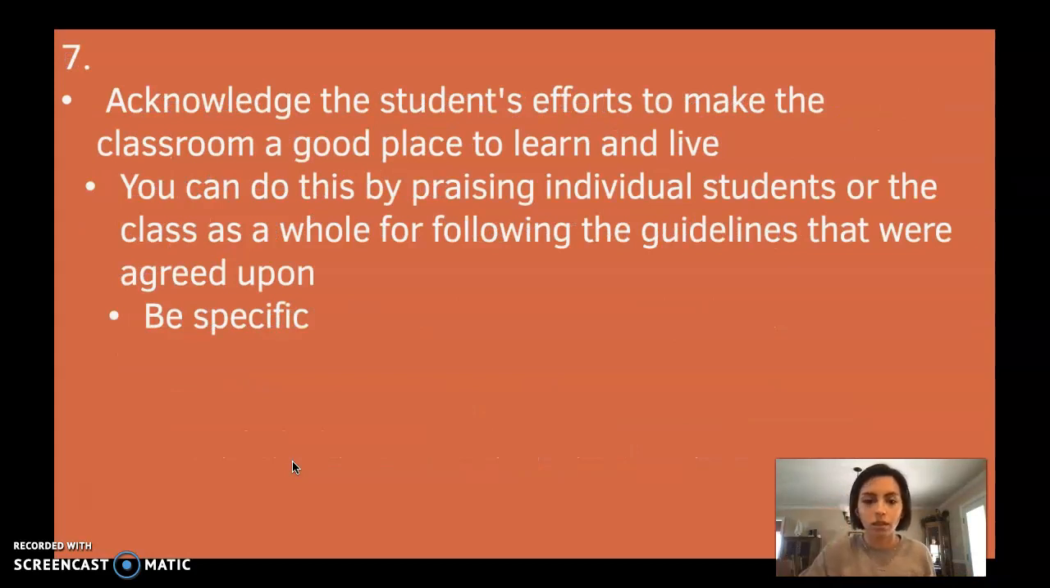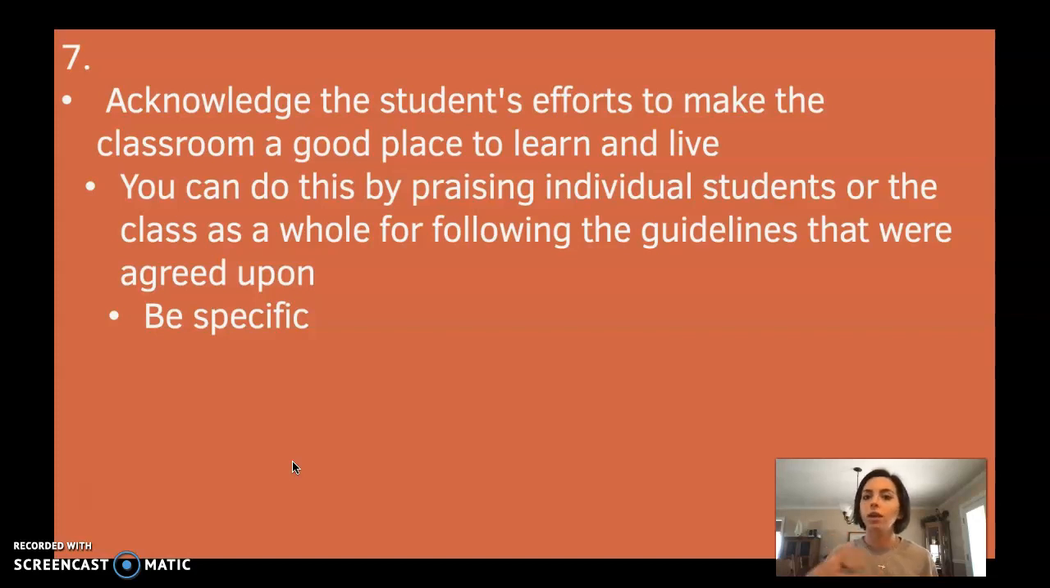6, let's see. Oh, we missed 7. 7, acknowledge the students' efforts to make the classroom a good place to learn and live. You can do this by praising individual students or the class as a whole for following the guidelines that were agreed upon. Again, be specific with what you're telling them.